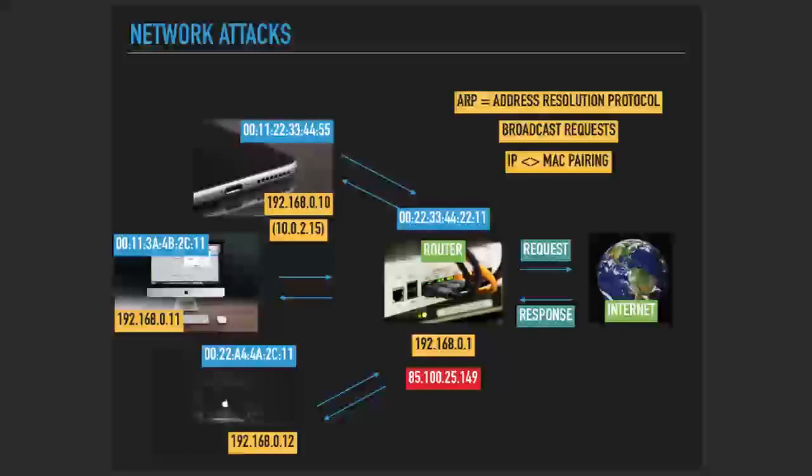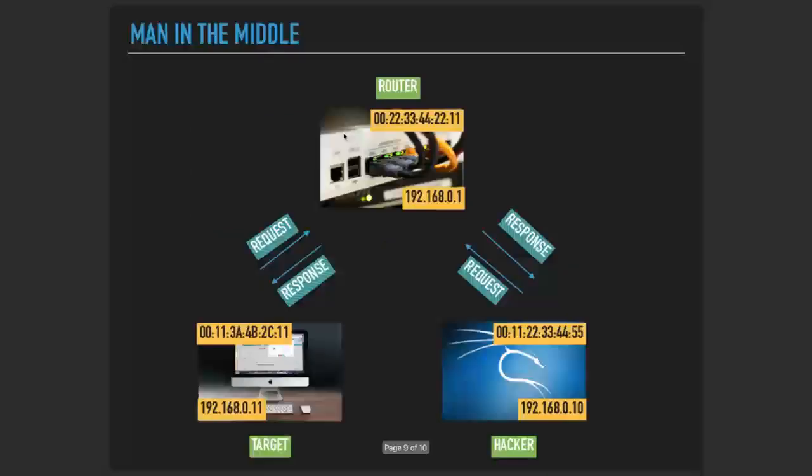So if you go back to our previous table, we have connected devices in a network, and a router, and we did some broadcast requests asking who has this IP, and we got the responses and matched the IP addresses with MAC addresses. Now let's suppose that we have a very simple setup like this. We have a router and two machines: the target machine and our Kali Linux hacker machine. So how can this hacker be a man in the middle?